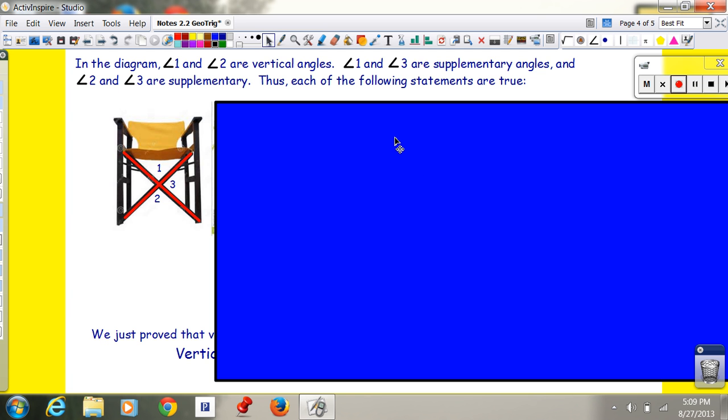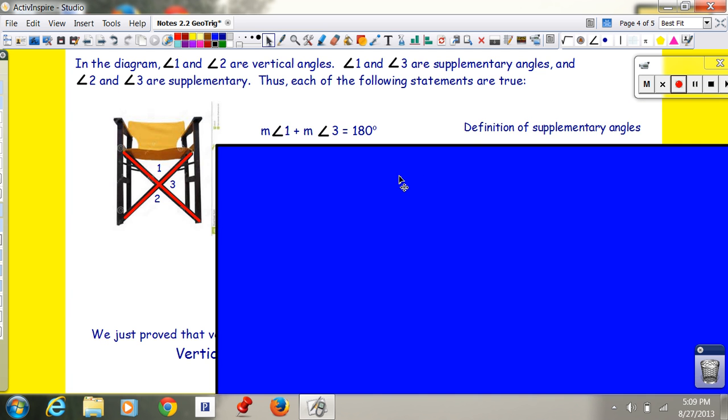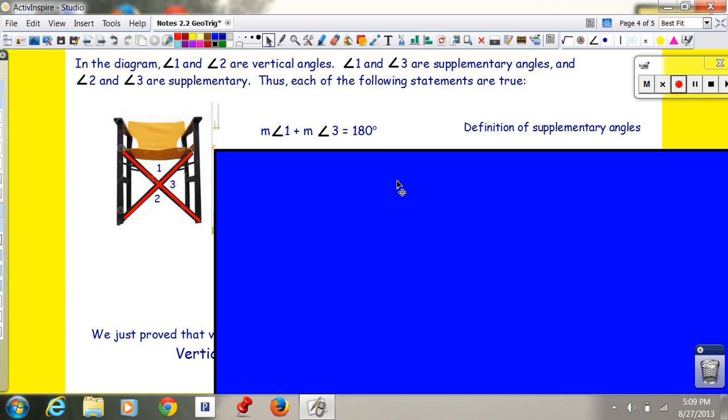So I would probably get this example on your paper. It's a good kind of example of a little step in the direction of a proof that we're going to be using later. But these are true statements. Angle 1 plus angle 3 is 180. That's true because we know they make a straight line. We know they're supplementary, so they have to add up to 180. That's the definition of supplementary.